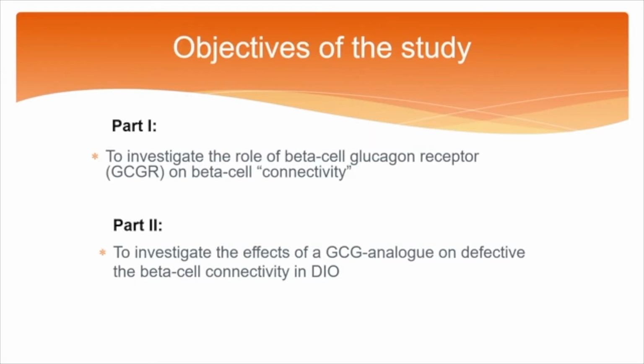Okay, so given that backdrop, we wanted to study the contribution of glucagon receptor signaling in beta cells on islet connectivity and pulsatile insulin secretion. So we developed a beta cell specific knockout of the glucagon receptor and looked at the effect of that on insulin secretion. And then as part 2 of the study, we went on to ask the question as to whether the pharmacological delivery of a glucagon receptor analog might in some way restore the lost beta cell connectivity that we see with type 2 diabetes.